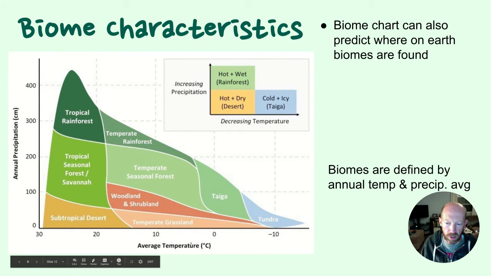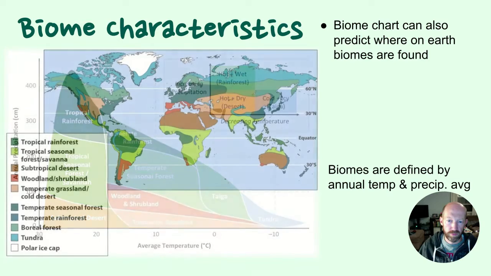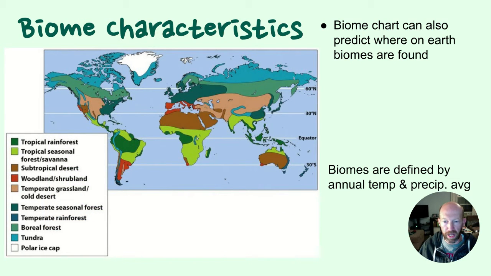So based on this chart and based on knowing an average temperature and an average amount of precipitation, you can kind of predict what kinds of biomes you're going to find in what spots. If you look at a map, you'll notice that regardless of continent, the same types of biomes fall on the same latitudes.